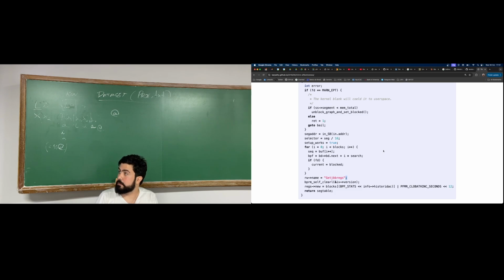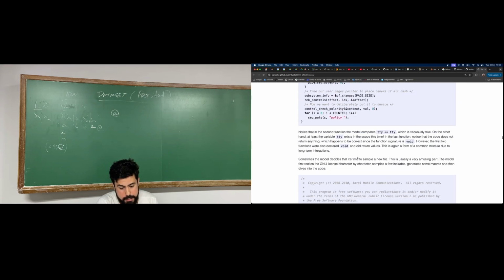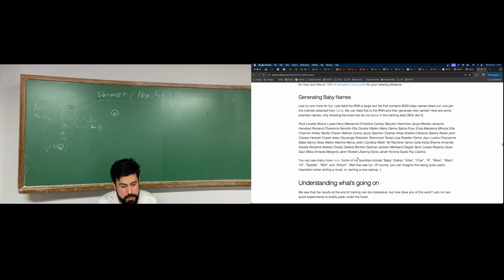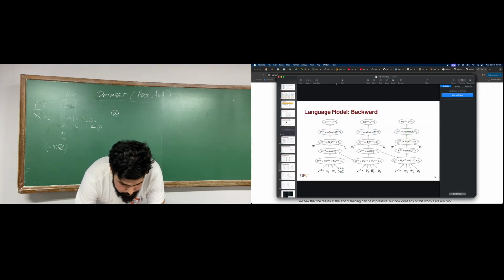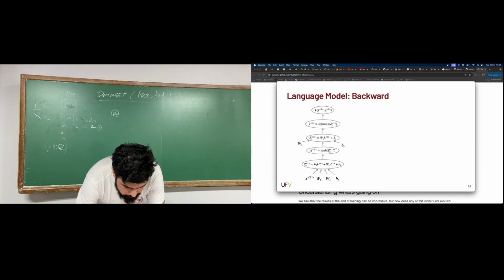And the kind of things we are seeing today has the same principle. ChatGPT has the same principle, it's just a much more efficient and bigger network. Okay, let's see if there's anything else that is cool. Generating baby names. Here are actually generated names. This is the kind of work we'll be doing in this. But let's move on because we have more stuff to talk about.